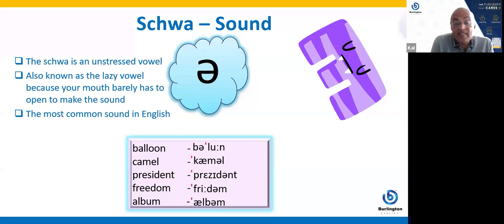So we don't say president. Okay, the si and the dent have to be de-stressed. So it's president. And we say uh, E. So that's an unstressed vowel. And that's why it's the most common sound in the English language. Any word with 2 or more syllables, one of the syllables will be stressed, the others will be de-stressed.